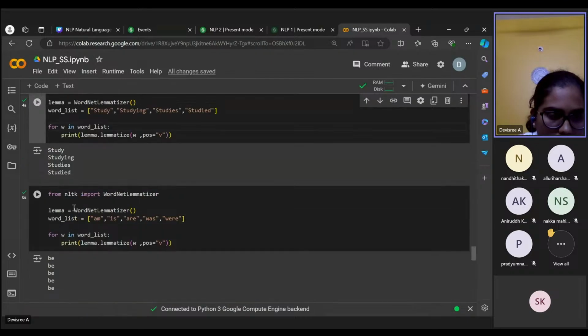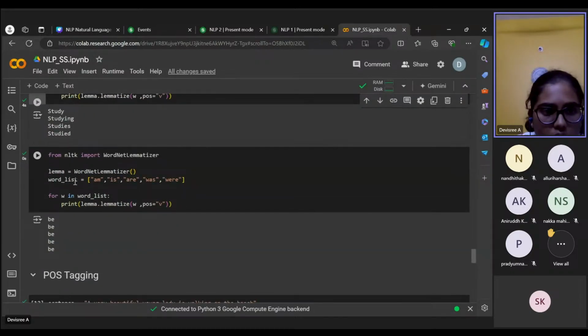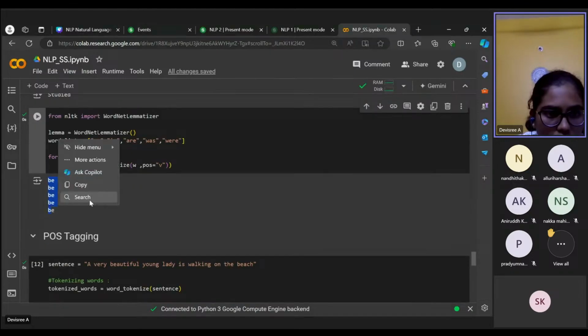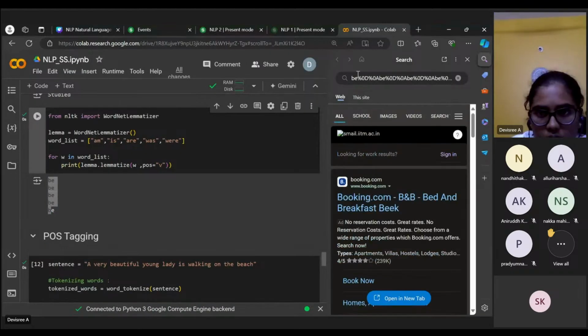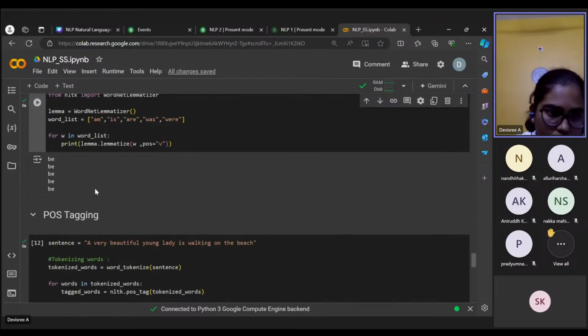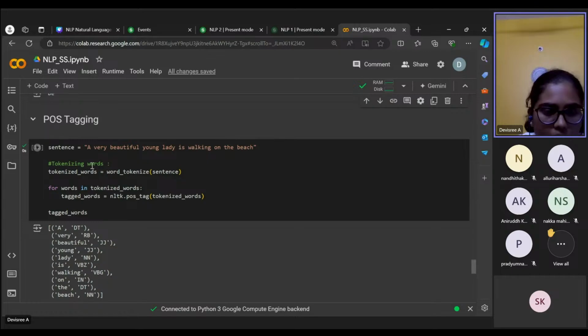In this case, you can even make out the difference here. Word list is equal to am, is, are, was, were. When you lemmatize these, for all these words, the lemmatized one will be be. For am, be is the lemmatization. Hence it requires the linguistic and grammatical knowledge of the given language. Right, POS tagging. So we have this as the sentence.